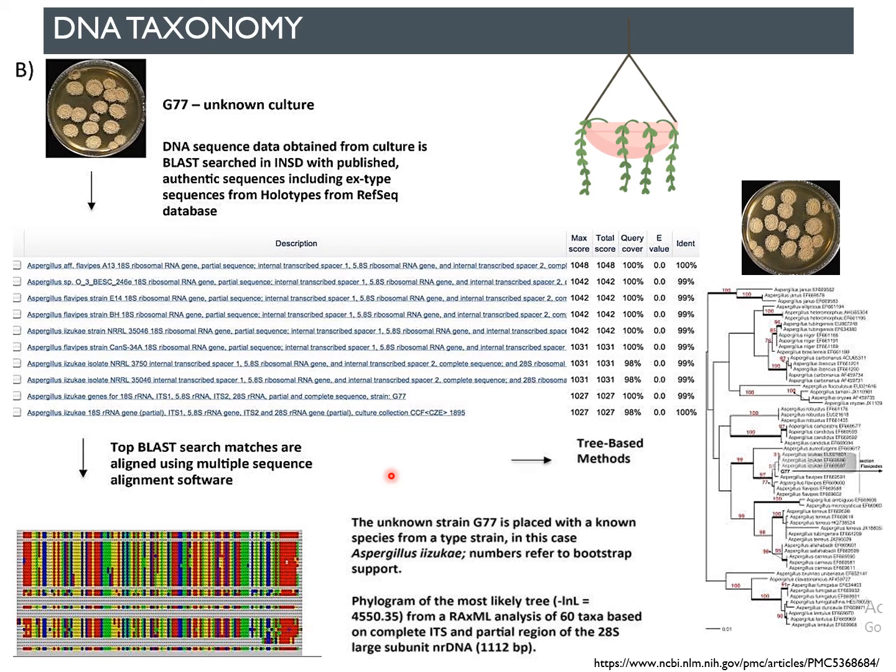Numbers refer to the bootstrap support here, and this is the phylogram of the most likely tree from RAxML analysis of 60 taxa based on the complete ITS and partial region of the 28S large subunit of nrDNA of about 1000 base pairs.